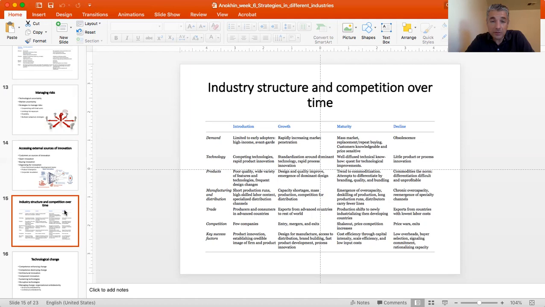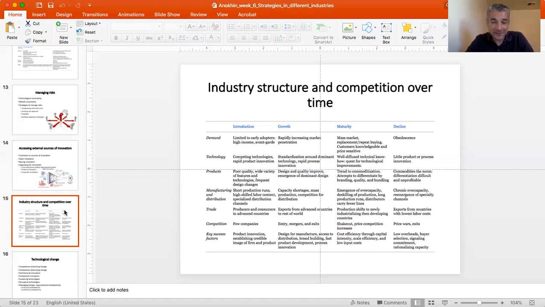With respect to technology, early on, there's many competing technologies, rapid product innovation. As you reach growth stage, there is some standardization around dominant technology. There are standards emerging. At the maturity stage, know-how has been diffused within the industry. So, really anything that happens, like all the advancements that happen, probably have to do more with process improvement rather than product improvement. And at the decline stage, it's like nothing happens at all. You just harvest what you have and you forget about everything else.